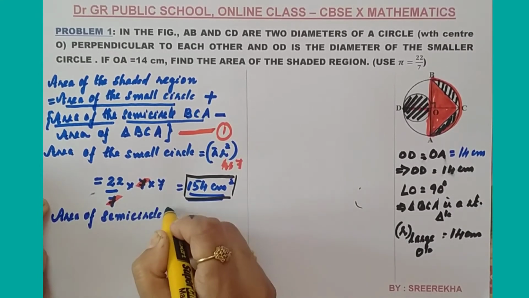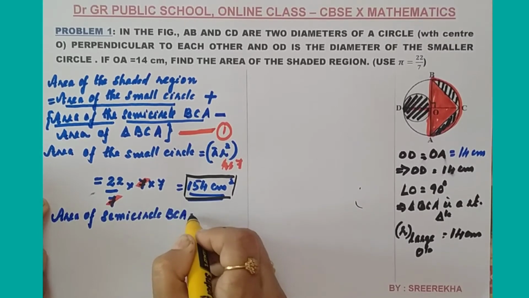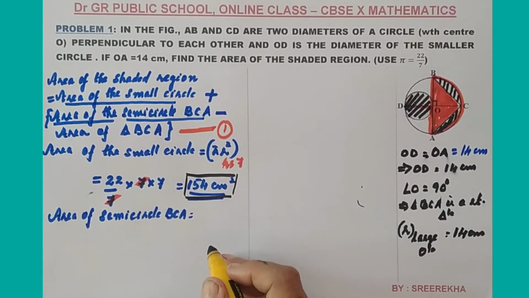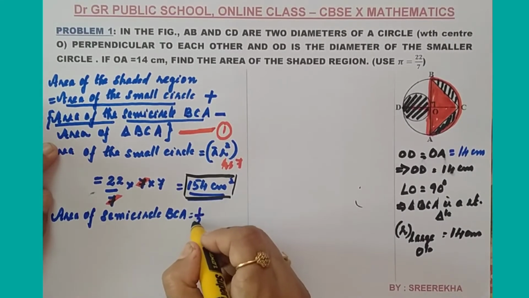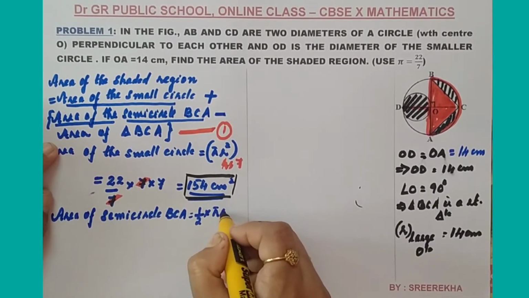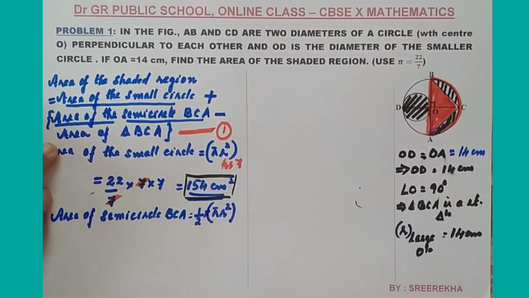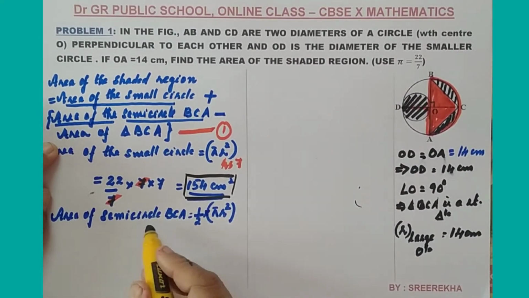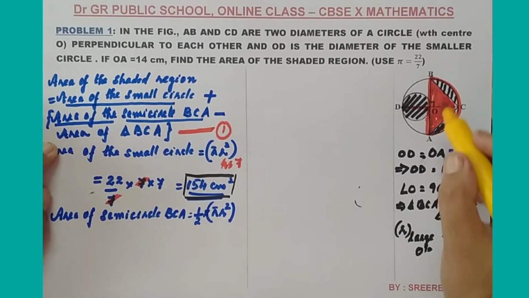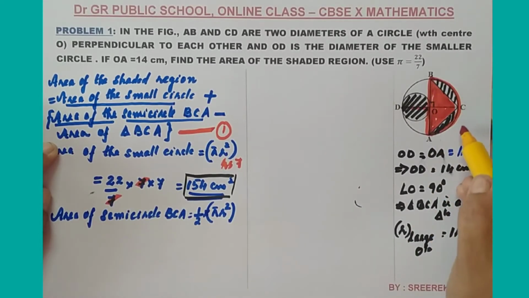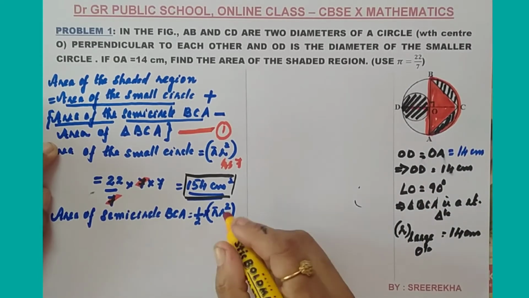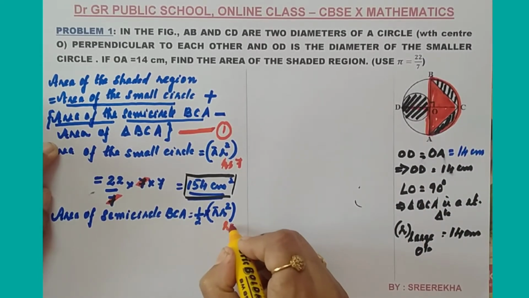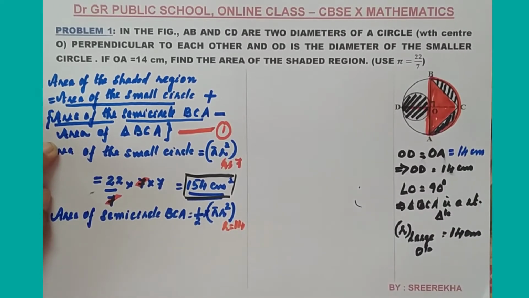Area of semicircle BCA. What is the formula to find the area of a semicircle? Area of a circle is pi r square, so the area of a semicircle is half pi r square. But you need to know the radius of this semicircle. The radius of the right side semicircle BCA is BO or OA, both are equal to 14. So the radius equals 14, that we can substitute here.